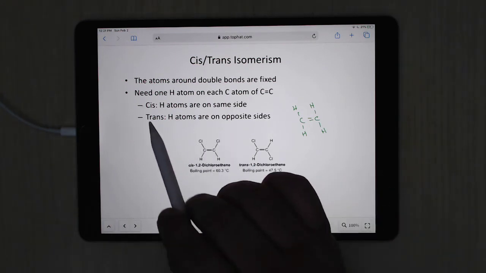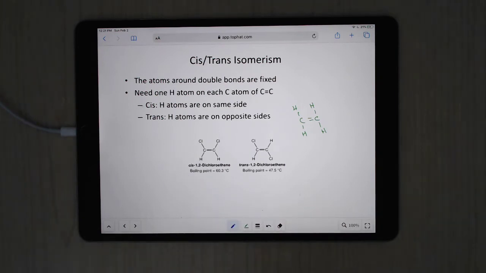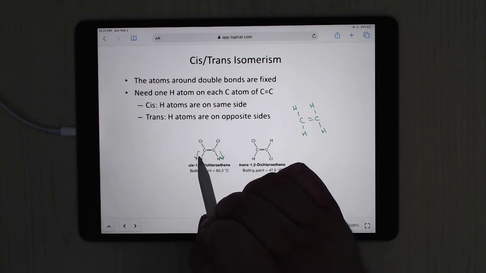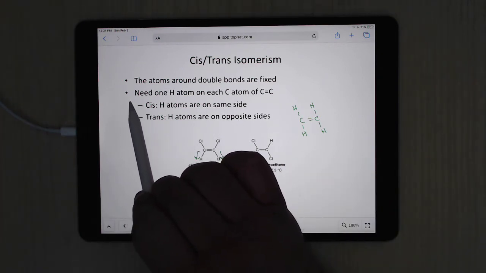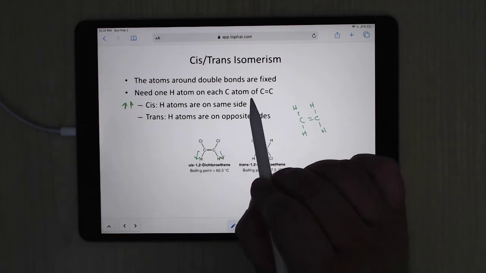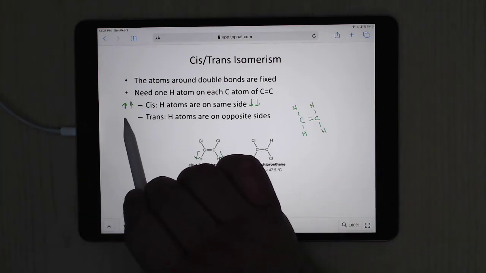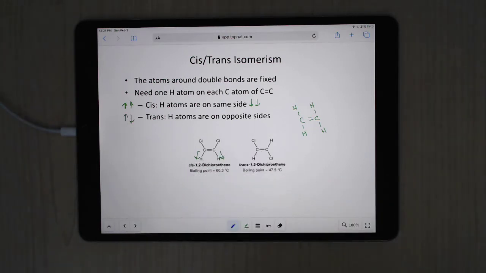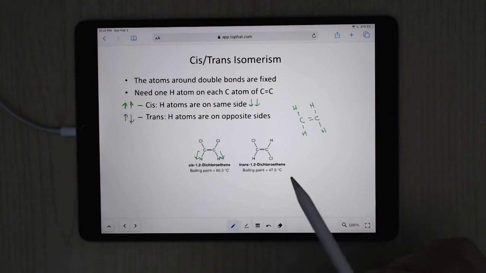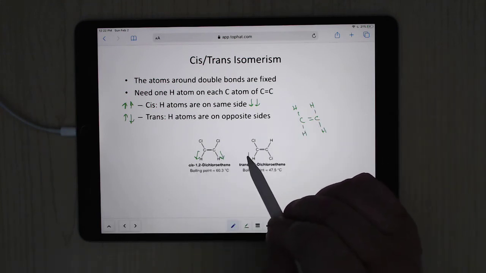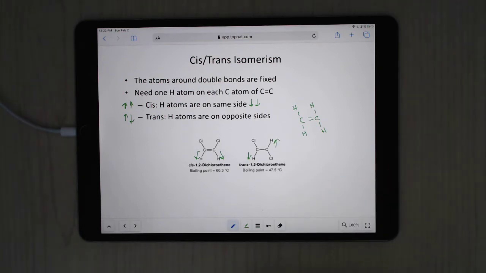But the other way you can do this, if you're talking about cis and trans, is to ask where the hydrogens are pointing, because you have to have one on each side. Which way are they going to be pointing? For here, the hydrogens are pointed both down. If they're both pointed either both up or both down, it's going to be cis. Trans is the opposite, so one up, one down. So this is the cis, and this one here, one up, one down, that's going to be trans.